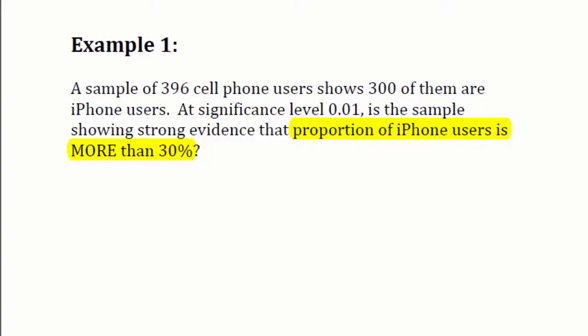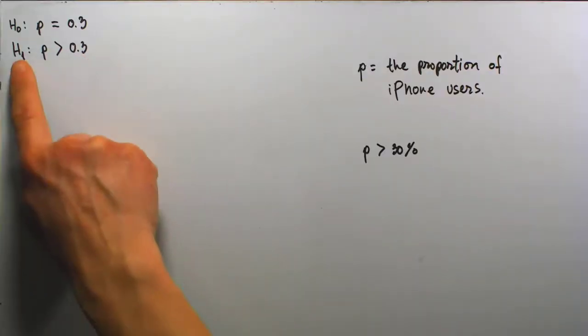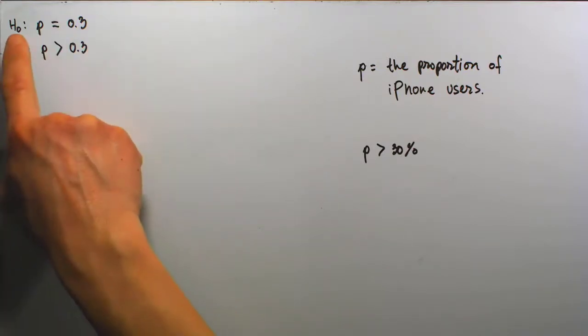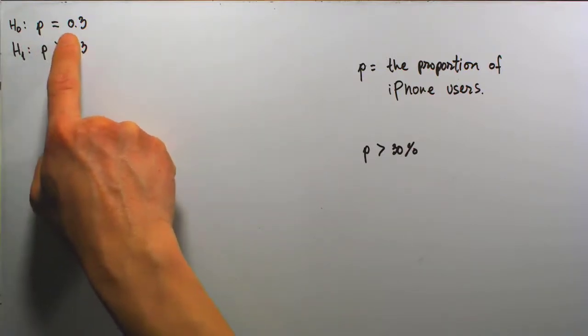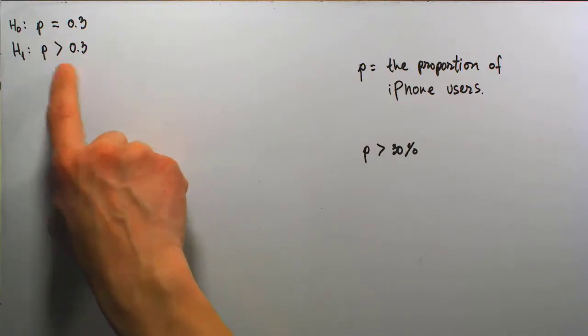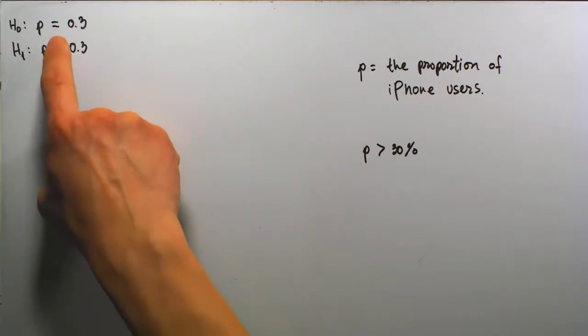So again, in this wording description of our problem, this statement is what led me to that H1 hypothesis, that alternative hypothesis, stating that the proportion of iPhone users is more than 30%. And then according to what we have learned, after we have found the alternative hypothesis, coming up with the null hypothesis would be a lot easier. It is pretty much the same as the alternative hypothesis, but having the inequality replaced by the equal sign.